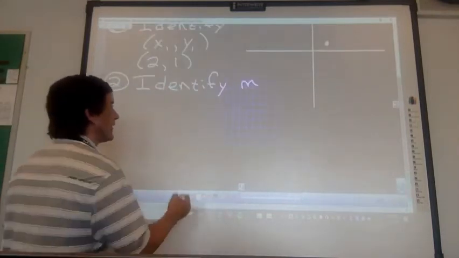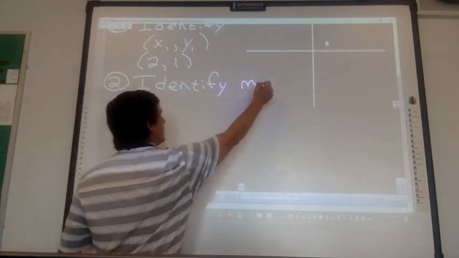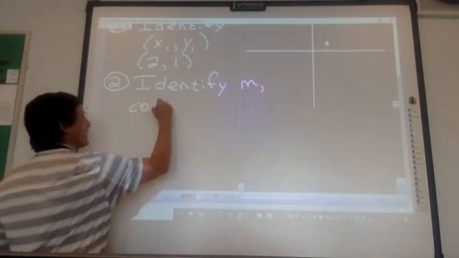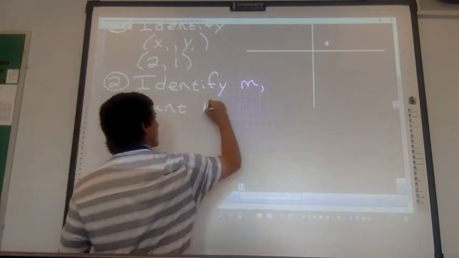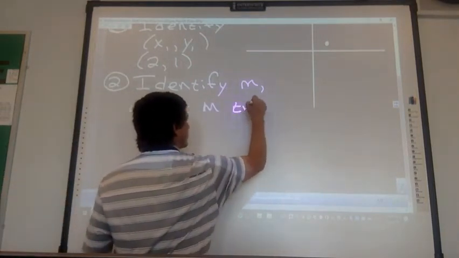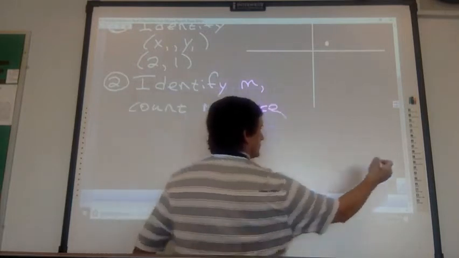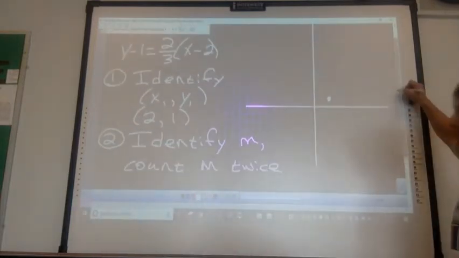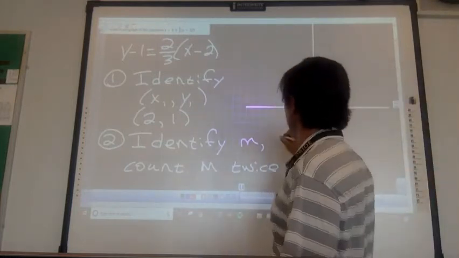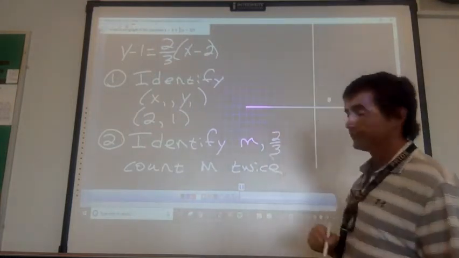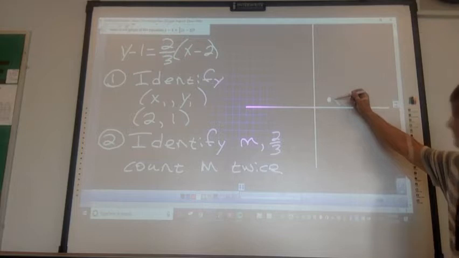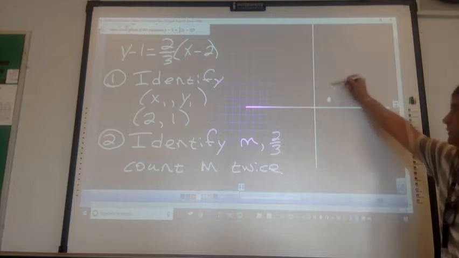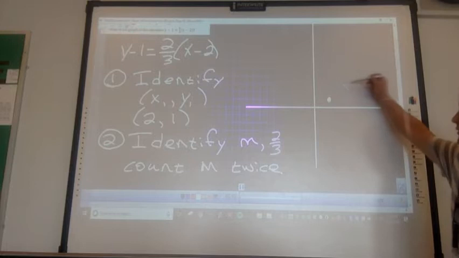And then once you identify m, I want you to count it out twice. Let's just say count m twice. So our slope here is 2/3. So I start at this ordered pair and I count, remember, y to the sky, y's on top, so I go rise first. So I go up 1, 2, and then I go to the right 1, 2, 3.